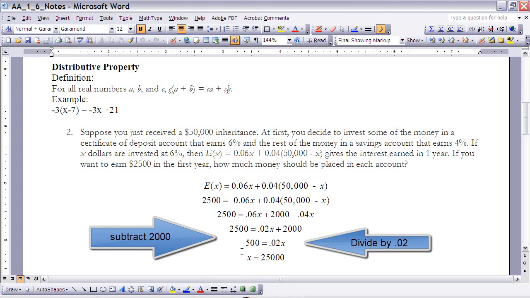So in other words, they would have to put $25,000 into the account that earns 6%.